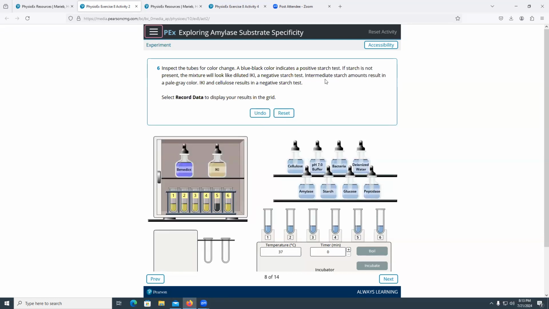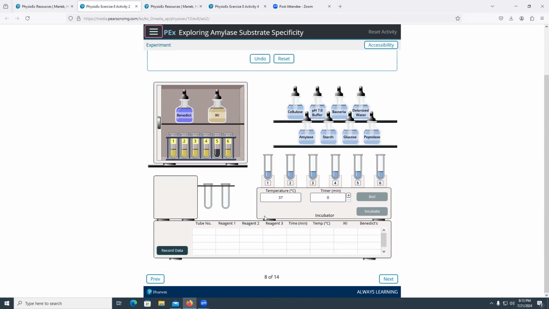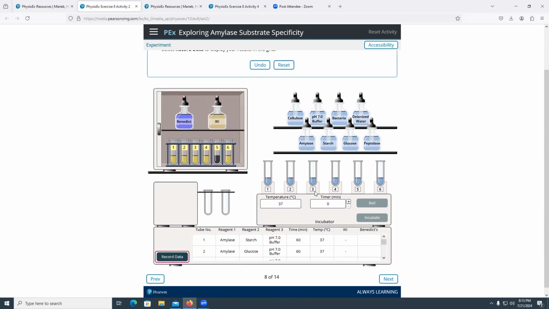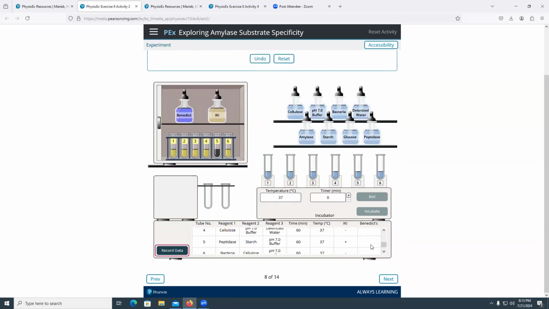The intermediate starch amounts result in a pale gray color. So if we have a pale gray color, that shows there's an intermediate amount. And the IKI with cellulose results in a negative starch. So I believe that this has a negative starch. So let's record the data. So we have recorded our data. We will inspect it later on.